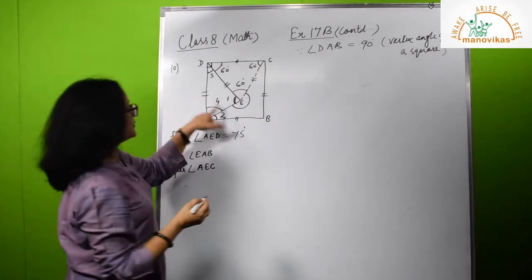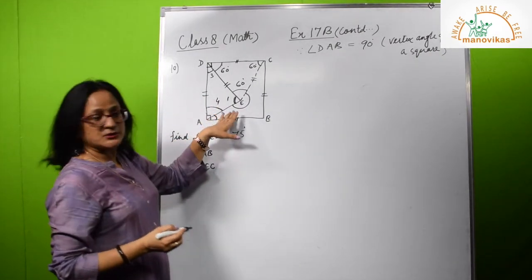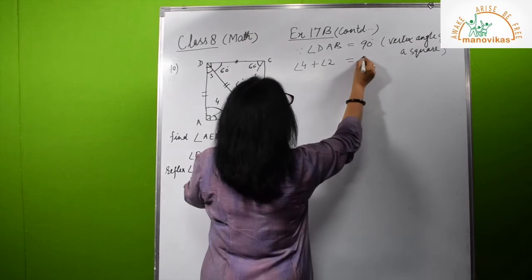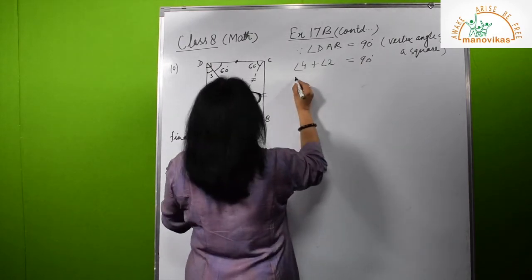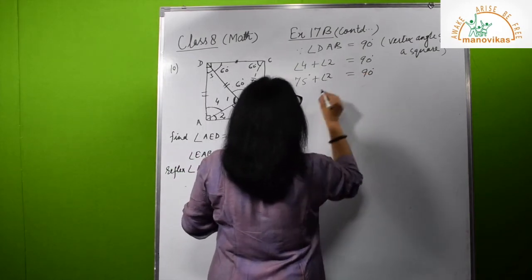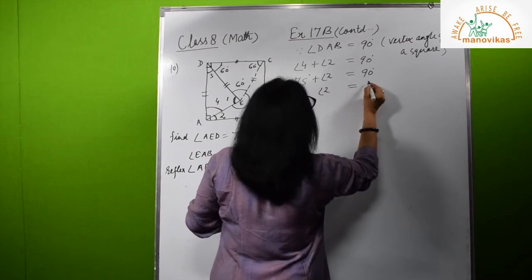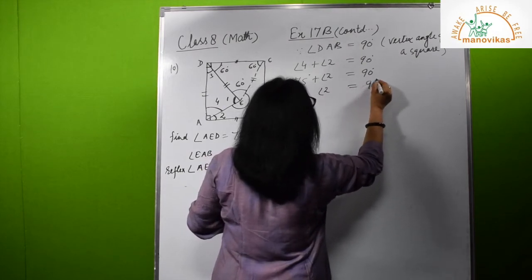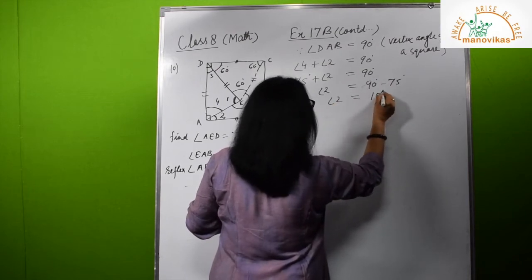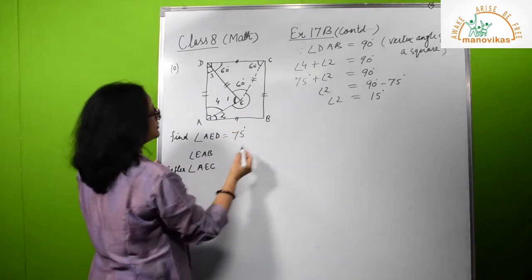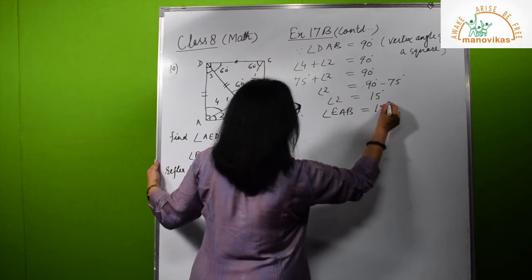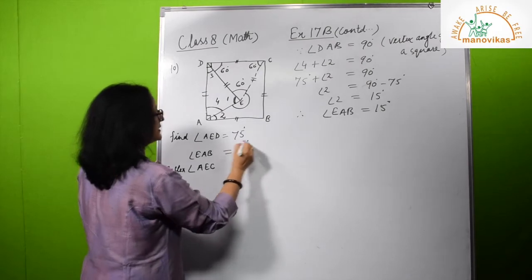Now DAB you can divide into two parts, 4 plus 2. So put the value, angle 4 plus angle 2 is equal to 90 degrees. But 4 was 75 degrees. Put the value here and you can find the value of angle number 2. 90 degrees minus 75 degrees. So here we got angle 2 is equal to 15 degrees, and angle 2 means EAB. So angle EAB is equal to 15 degrees. So we have found another angle.